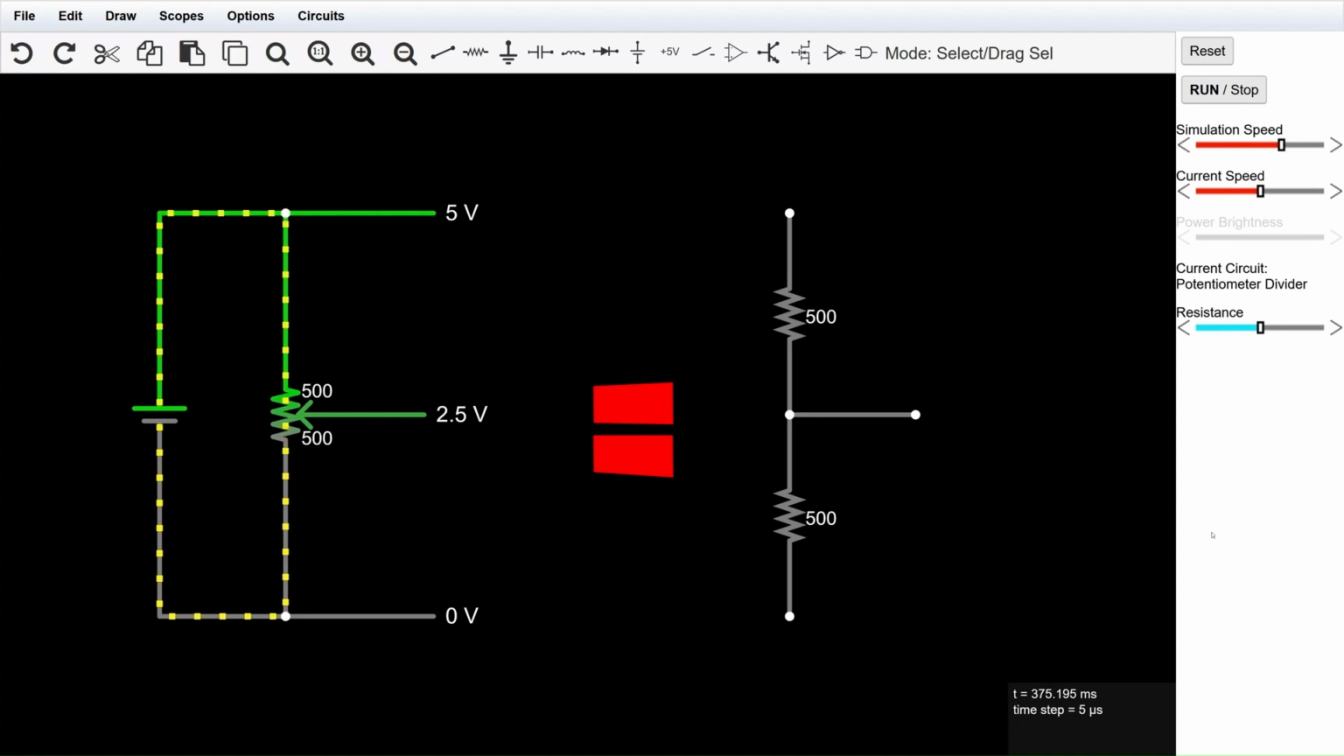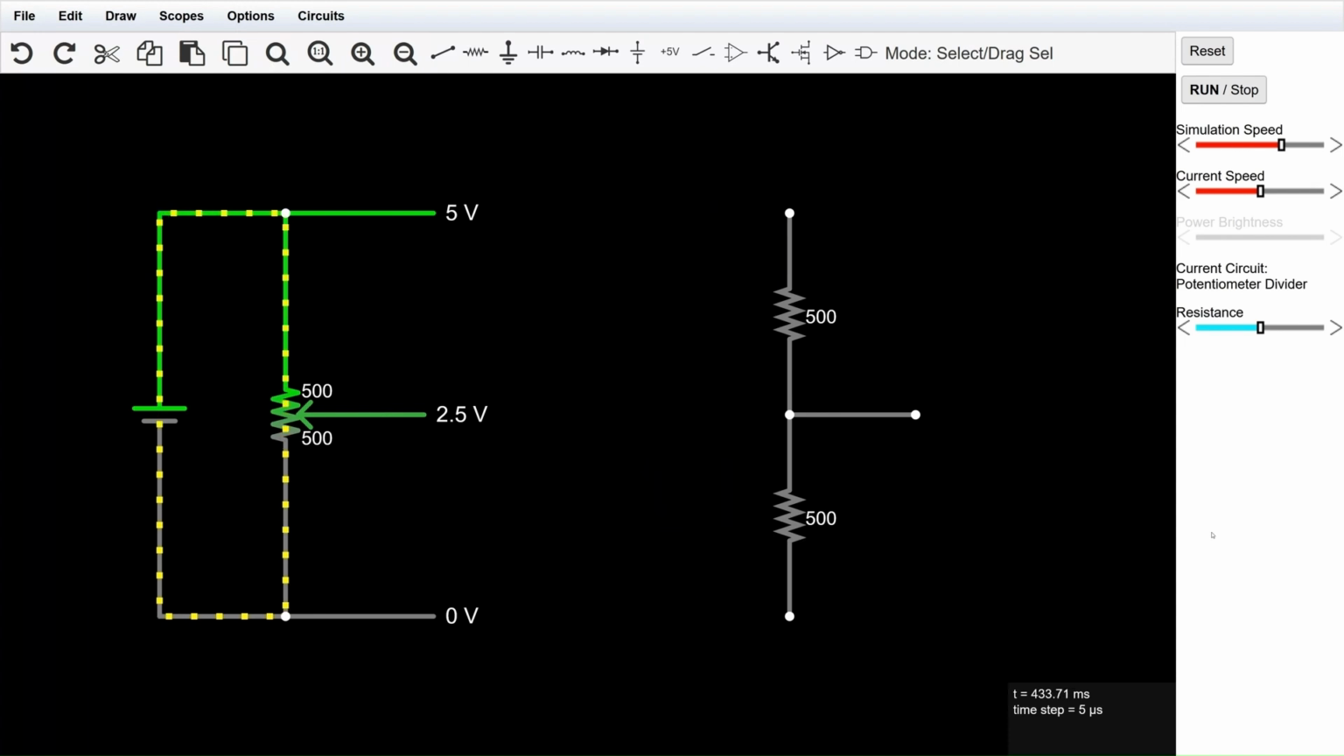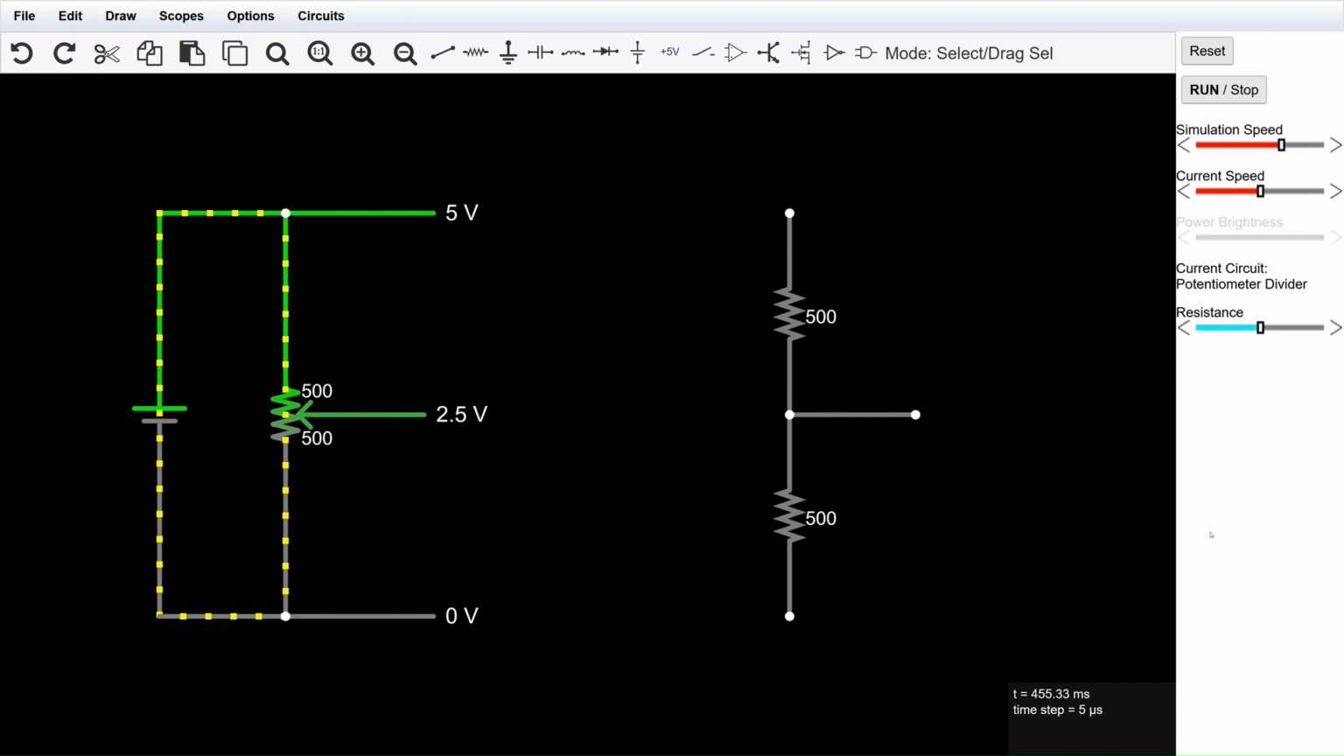So what do series-connected resistors do? As you know, in a series connection, the current stays constant. If the current and resistance stay constant, then the changing value is the voltage. This is how voltage division becomes so simple.